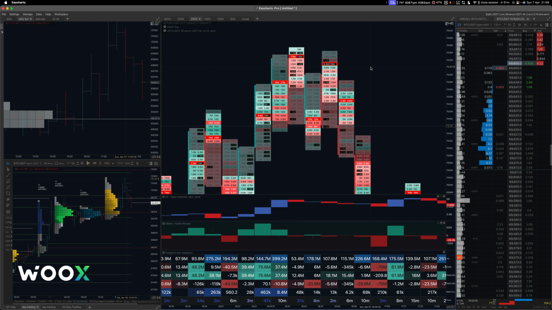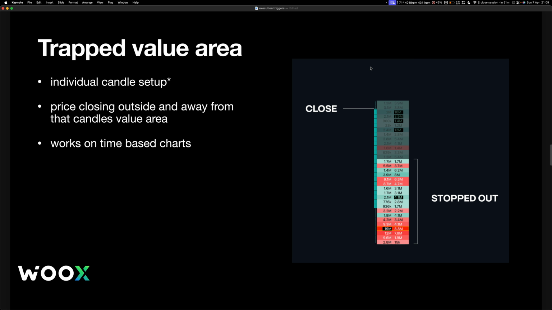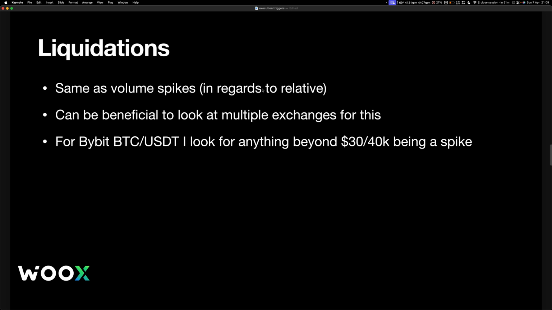So there's a lot of ways to be looking at this, not just one linear way of looking at trap value areas. But that's the way I like to look at things. And there's a whole video on that. It's literally titled trap value area. So go watch that if you want more info on it.